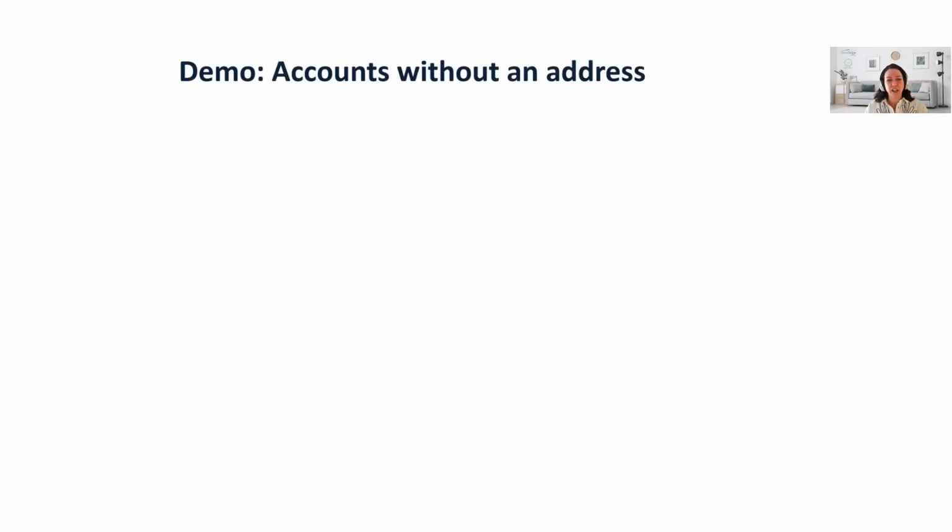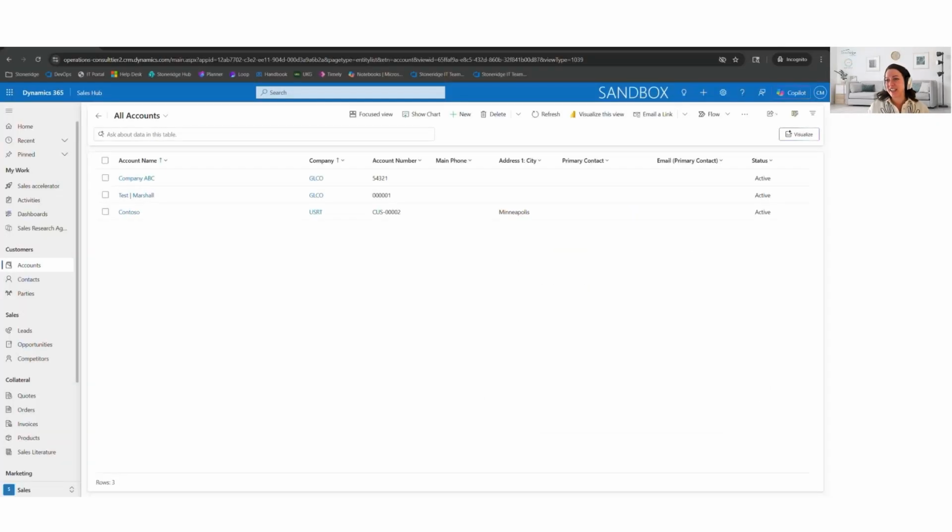Here we're going to flip over and I will show you what this looks like in our demo environment. Here we're working on the all accounts view, and here we can see that there are two accounts that are missing the city. So we're going to use that as our example. I'm going to type here, show me the accounts without a city.